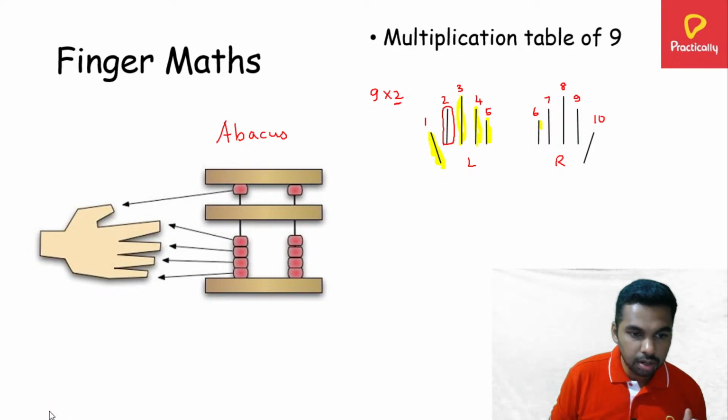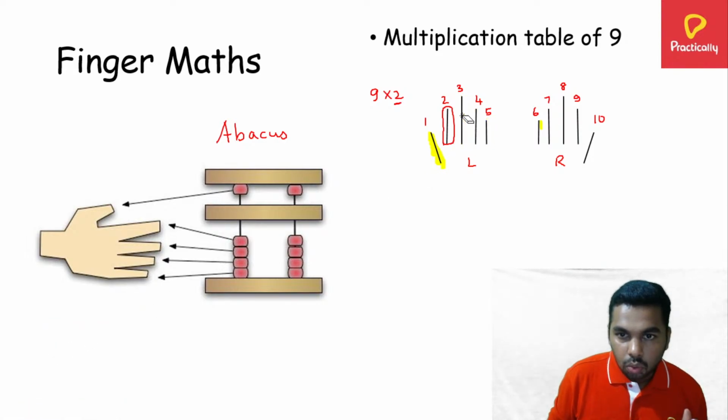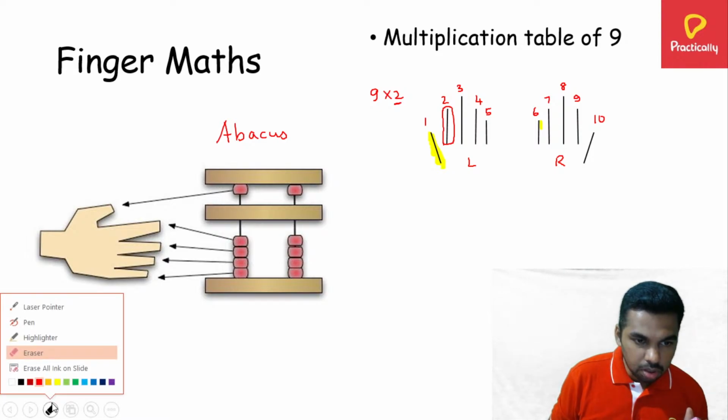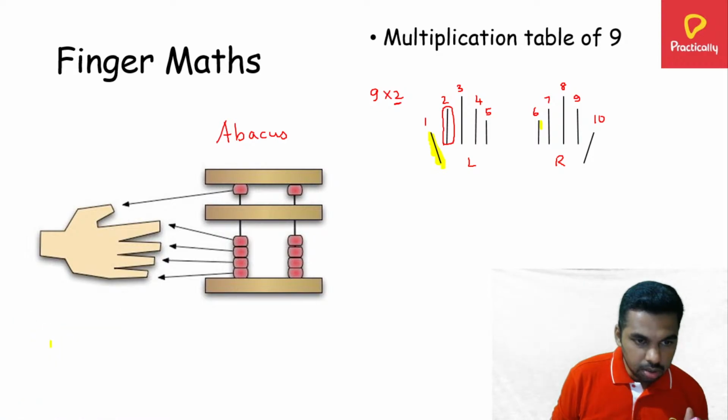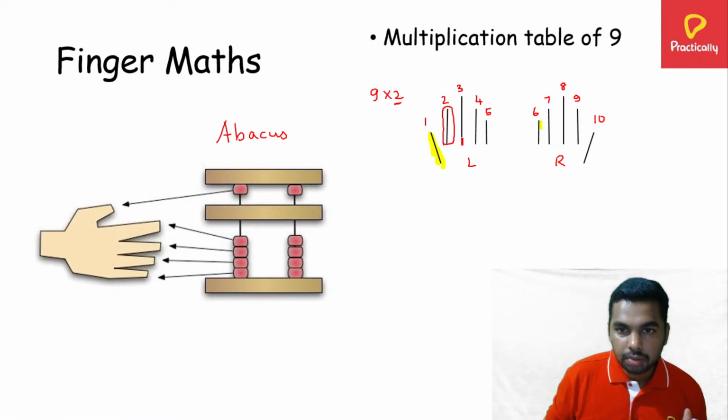Let me use a different color so that you can understand it. Okay, let's use the red one here. So this is the numbers towards the right. So yellow on the left, and towards the right you have a different set of colors. Got it?